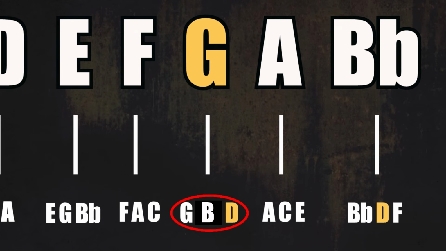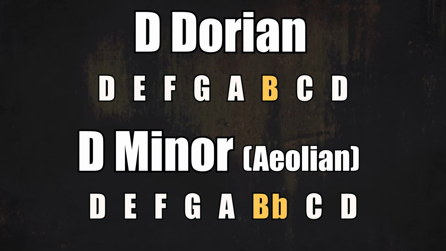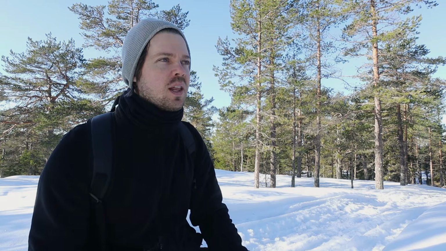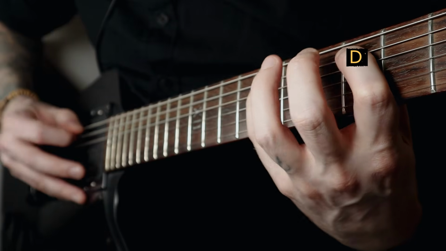Because the only difference between D Dorian and D natural minor is the B versus the B flat. This will give us a nice change going from G major to D minor. And if you watched enough of my videos, you know I like that move by now. Let's listen.